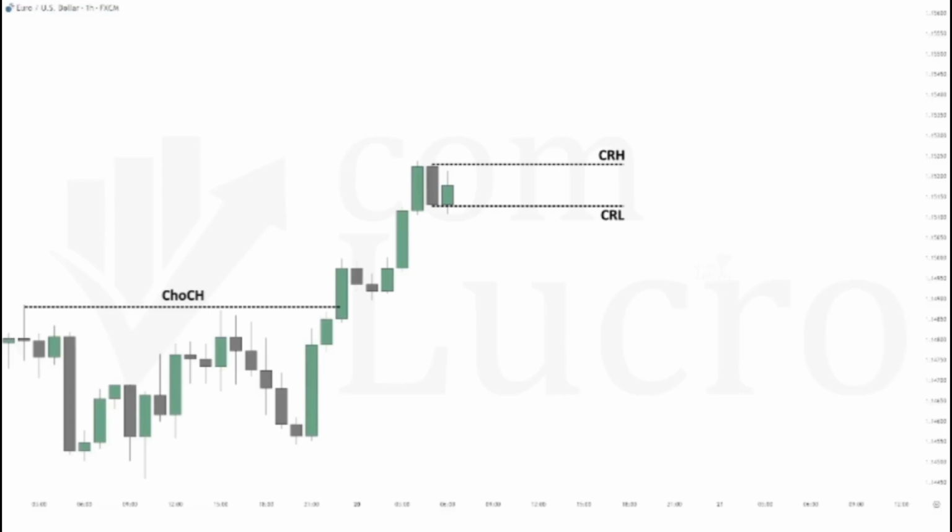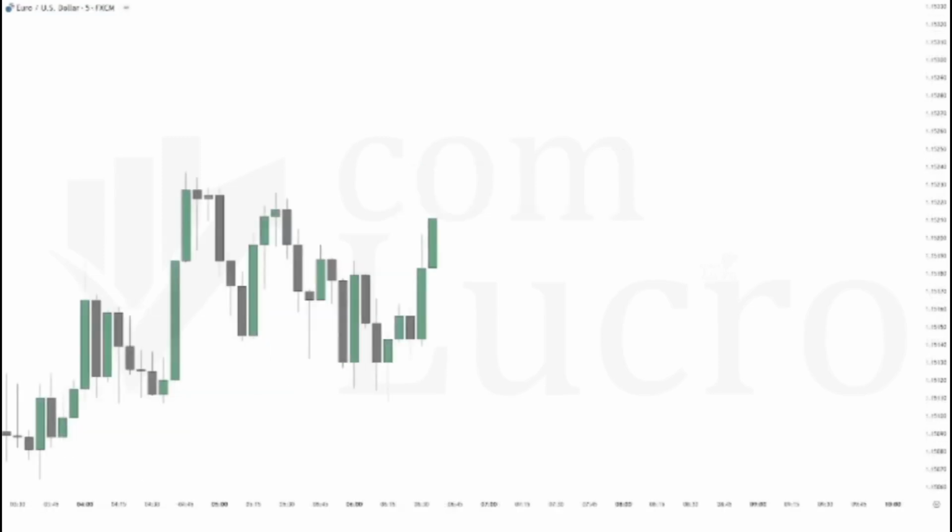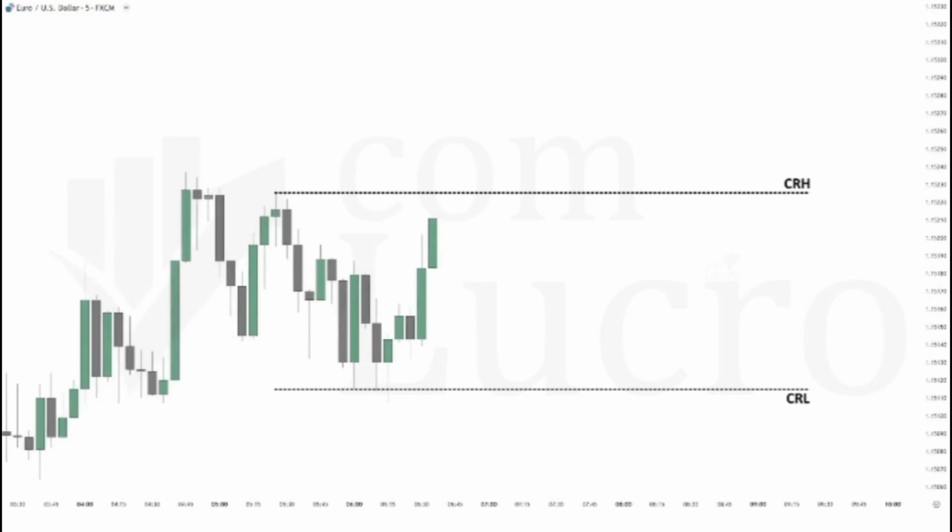Everything now aligns. Higher time frame CRT confirmation. Lower time frame liquidity sweep. Bullish fair value gap. This becomes our buy zone. The stop loss is placed just below the fair value gap, creating a logical and protected trade.